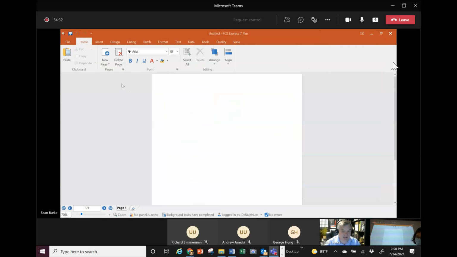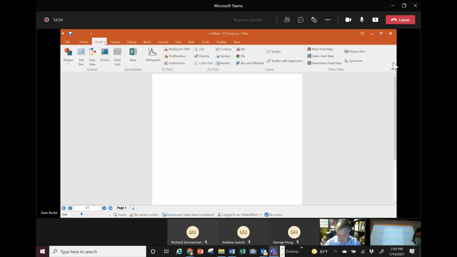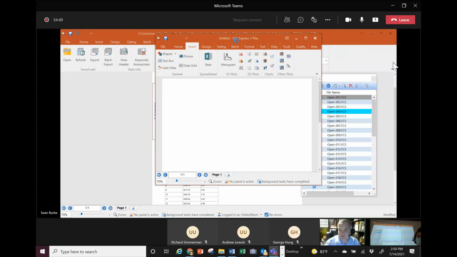And I know it looks just like PowerPoint, right? I'm sure everybody here has probably worked with PowerPoint at some point. And in PowerPoint, you do things like insert a shape or text box or a picture, and you build up a presentation for what it is you want to communicate to folks. And we can do the same thing, but with flow cytometry data files in FCS Express.